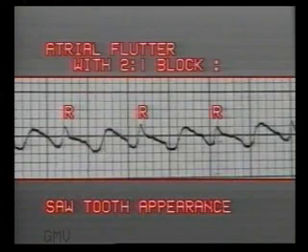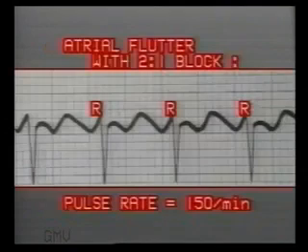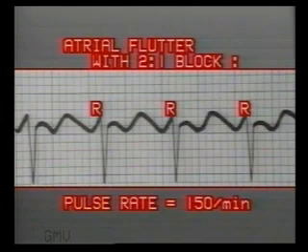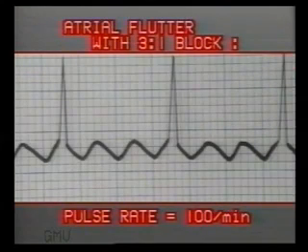Here the flutter rate is 300 per minute, and this ECG shows 2-to-1 block, so the ventricular rate is 150 per minute. Note that each F wave occupies one large square. This is again a 2-to-1 block. This ECG shows 3-to-1 block with ventricular rate of 100 per minute.